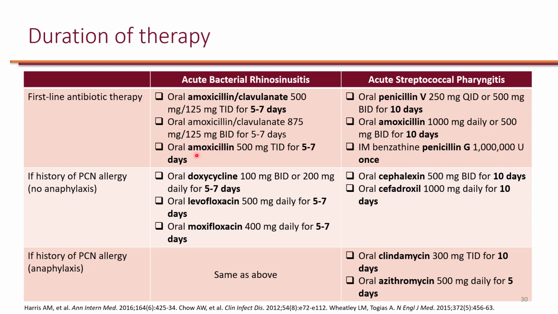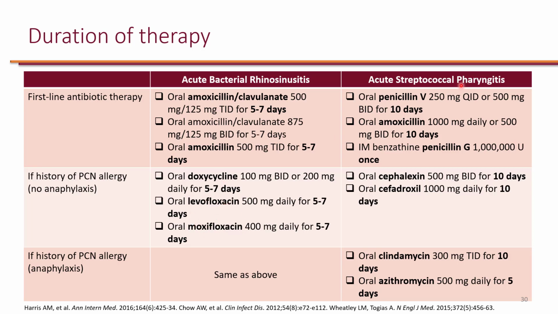Now, if someone has penicillin allergy, they can get doxycycline for 5 to 7 days, or levofloxacin for 5 to 7 days, or moxifloxacin for 5 to 7 days. So levofloxacin and moxifloxacin are respiratory fluoroquinolones. And if someone has anaphylactic reaction to penicillin, you still use any of these because they're not beta-lactams.